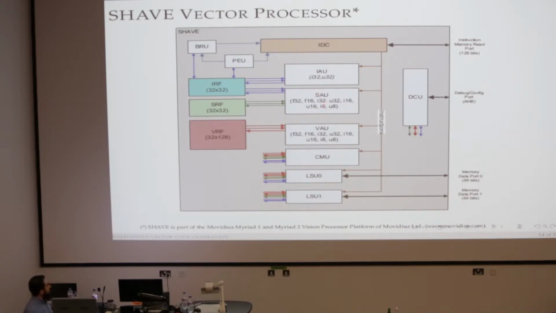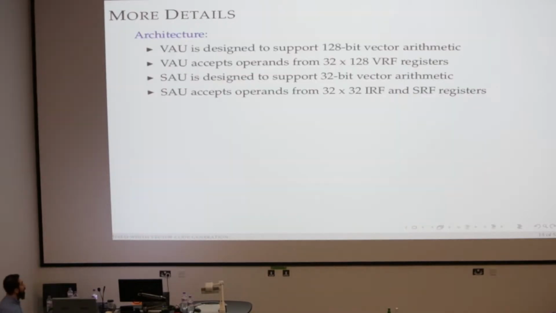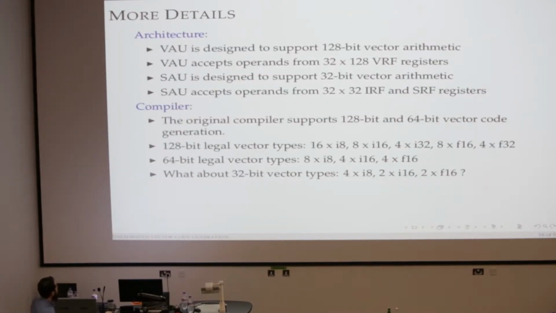SAU is fed with integer data from the IRF, which is 32-bit, and with floating point data from the SRF, which is 32-bit. VAU is fed with data from the VRF, which is 128 bits. So this I already said. What about the compiler?